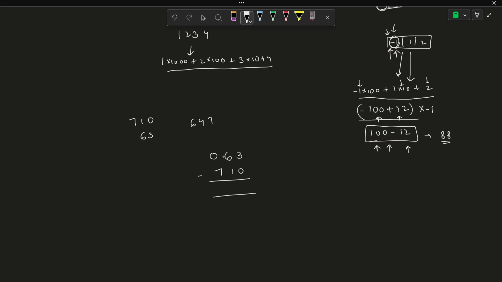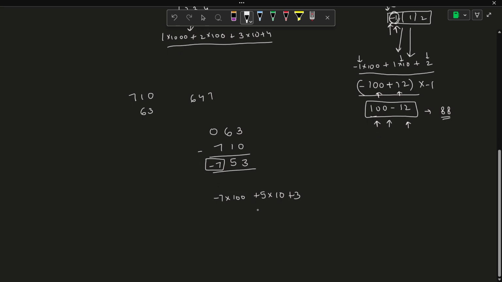So we are going to subtract the bigger number from the smaller number. 3 minus 0 is 3, 6 minus 1 is 5, and 0 minus 7 is minus 7. Since we have no way to borrow, it is going to be written as minus 7 only. So what we do, we expand it: minus 7 into 100 plus 5 into 10 plus 3, right? This is our whole value.